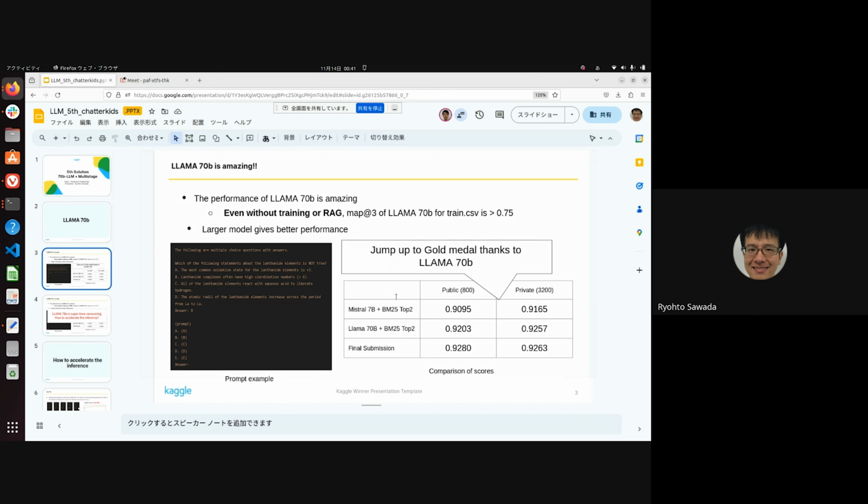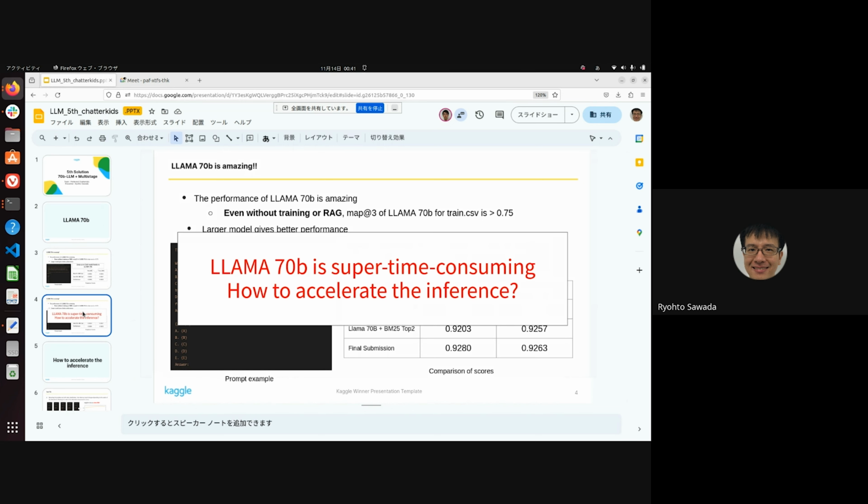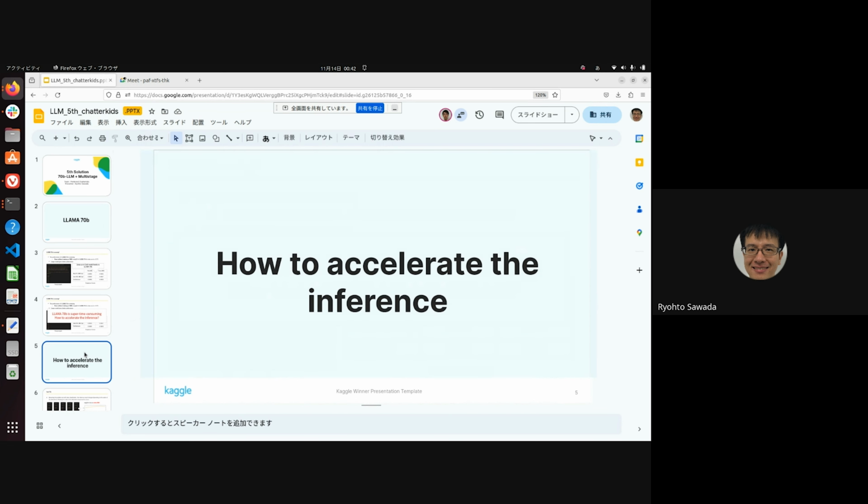Yet, a question may arise. Is Llama 70 billion too time-consuming? The answer is unfortunately yes, but don't worry, as I present the solution. So the question is how to accelerate the inference using Llama 70 billion.